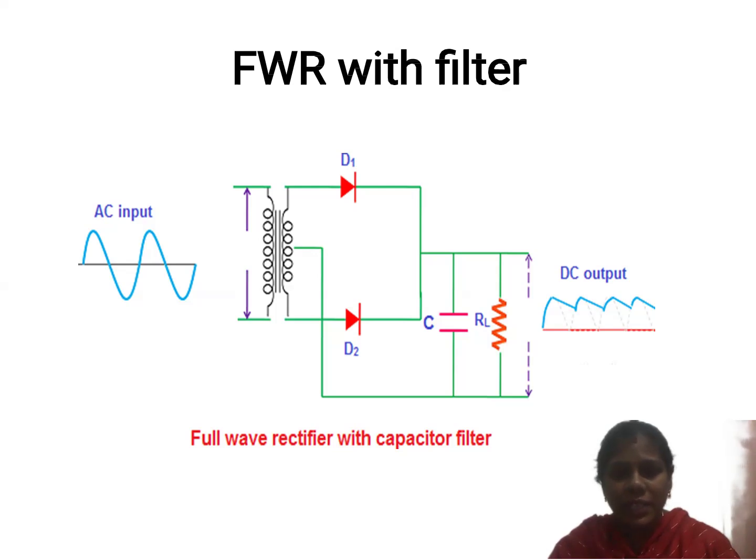As we have already seen in the half wave rectifier operation with the filter, the same operation applies here also. The capacitor charges from 0 to the maximum value. Whenever it reaches the maximum voltage, it discharges. Again, when it reaches the maximum, it charges, and again it discharges. So as compared to the half wave rectifier, some unwanted ripples are removed with the help of the capacitor filter.